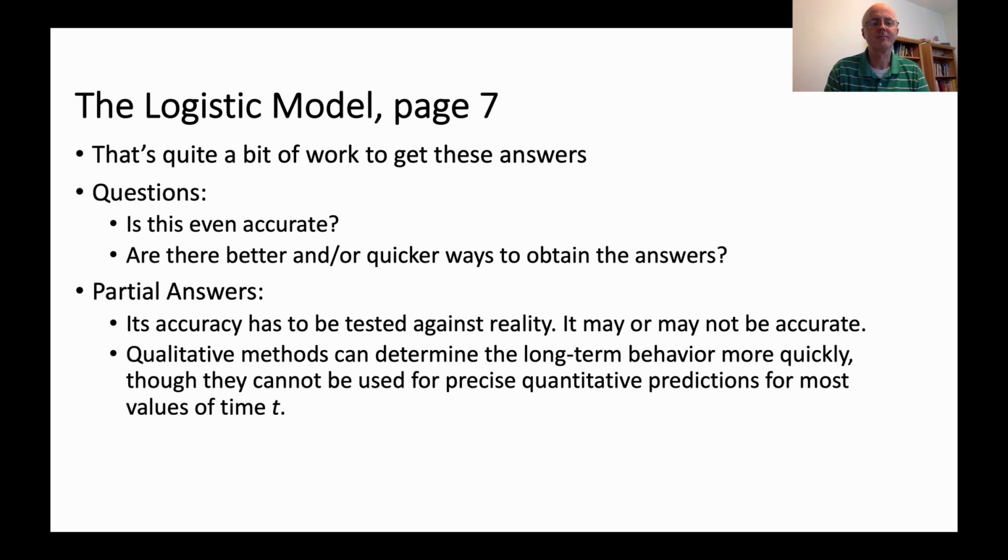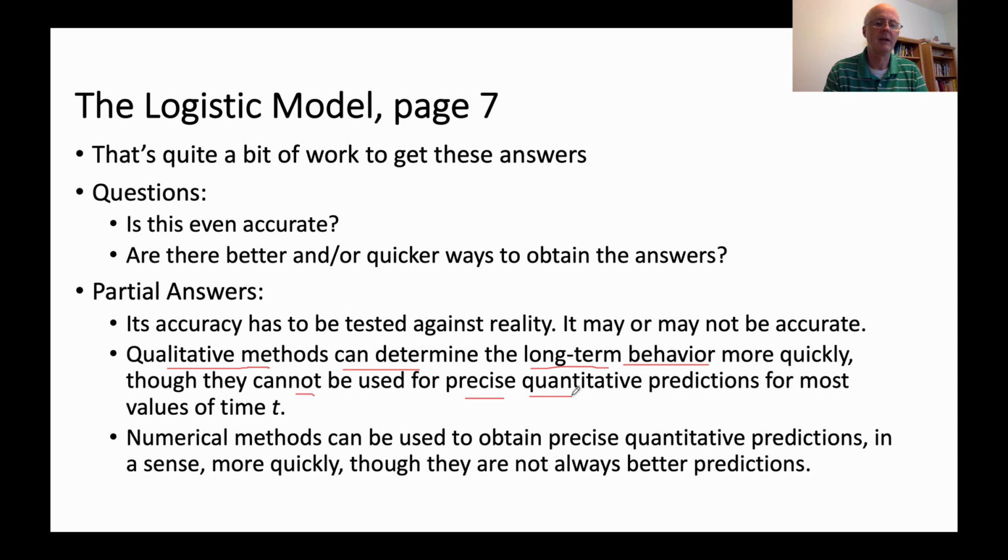For the second question, qualitative methods, I'm not going to talk any more about what that means in this lecture, maybe in a future lecture, can determine what's called the long-term behavior more quickly. In a nutshell, qualitative methods help you figure out what the graphs look like without formulas and without numerical methods. However, they cannot be used for precise quantitative predictions for most values of time t. On the other hand, numerical methods can be used to obtain both precise predictions and hopefully more quickly get them, though they are not always better predictions.